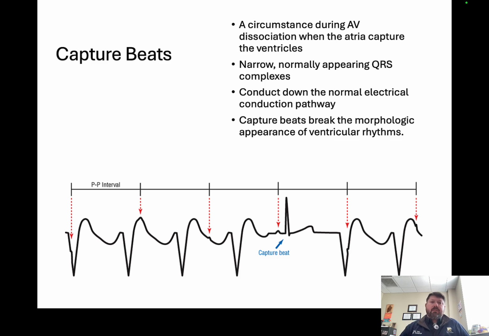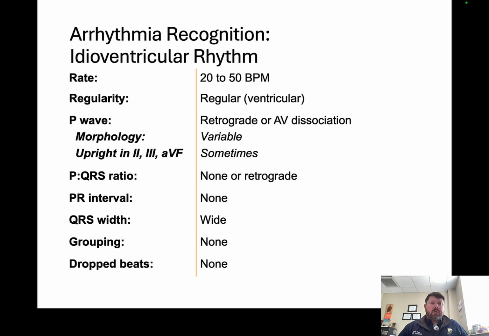So, capture beat. Essentially you've got the same rhythm that we just looked at, but the way that fourth P wave happened, you've actually got a supraventricular capture now, and so now you've got a narrow QRS, but then it instantly gives rise back to the wide QRS complex.